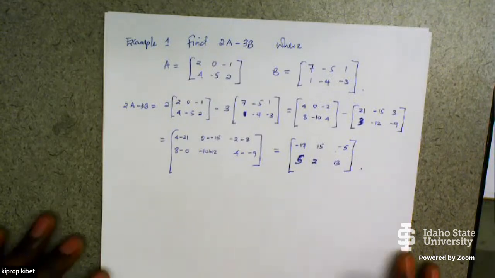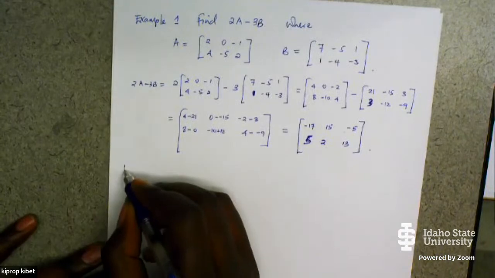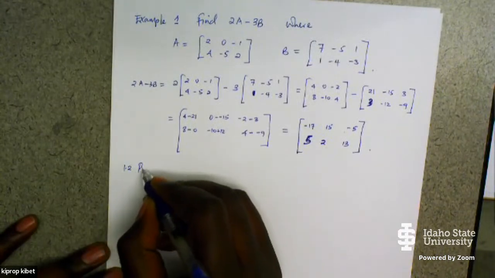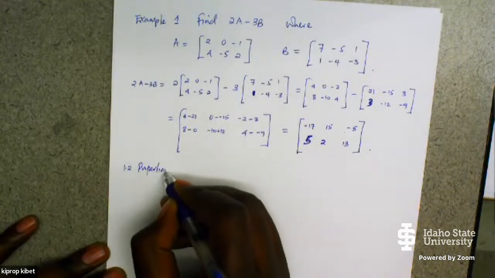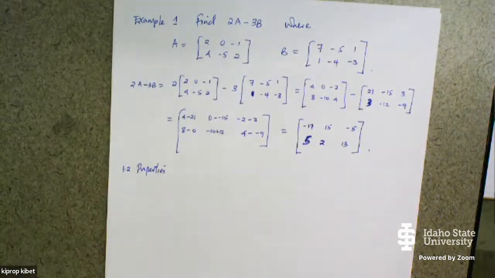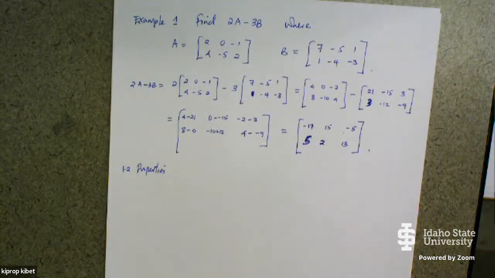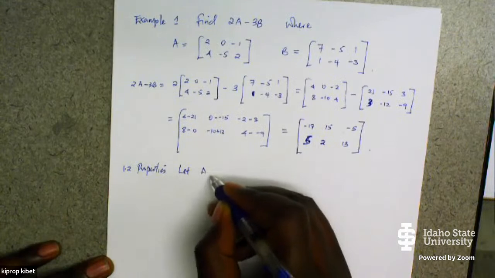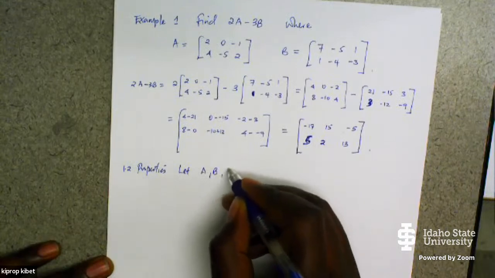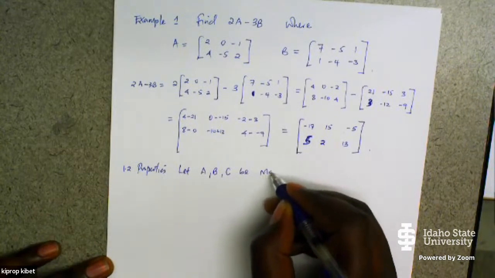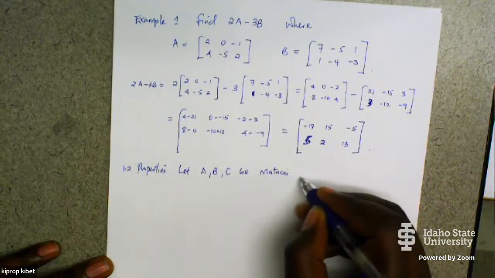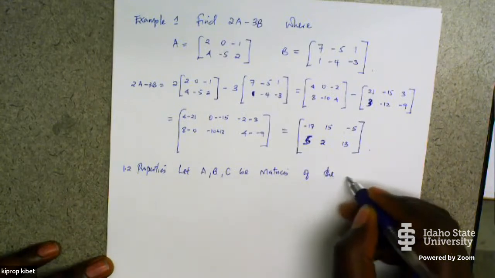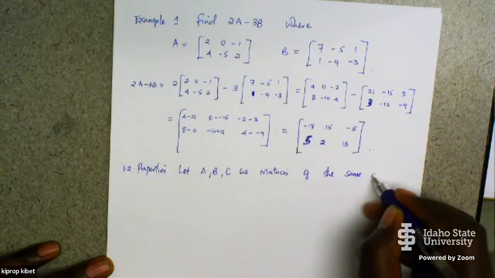Okay, let's look at the properties of scalar multiplication and matrix addition. We let A, B, and C be matrices of the same dimensions.